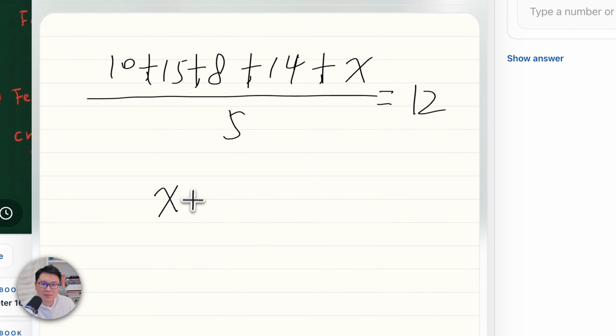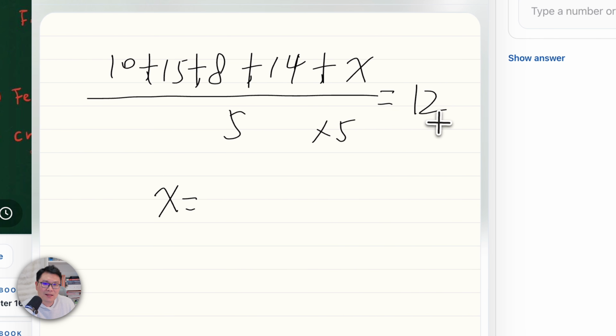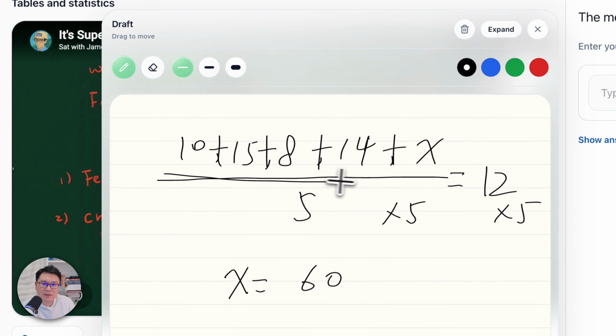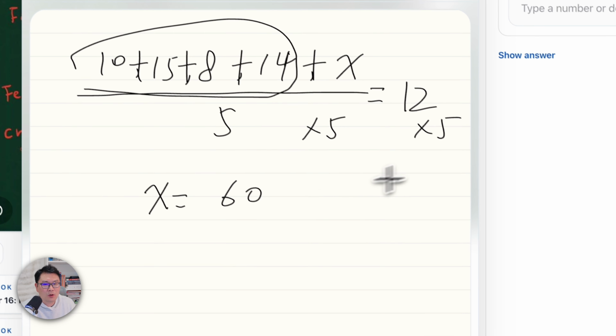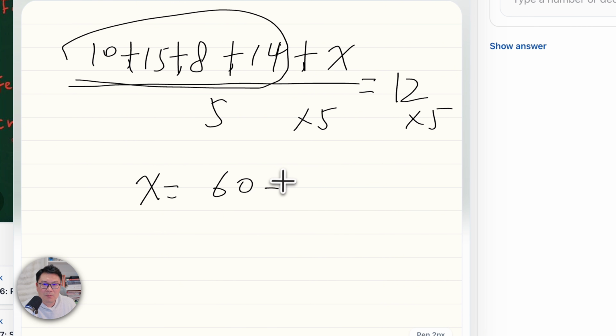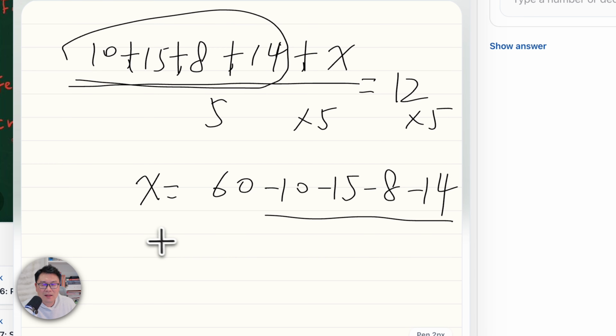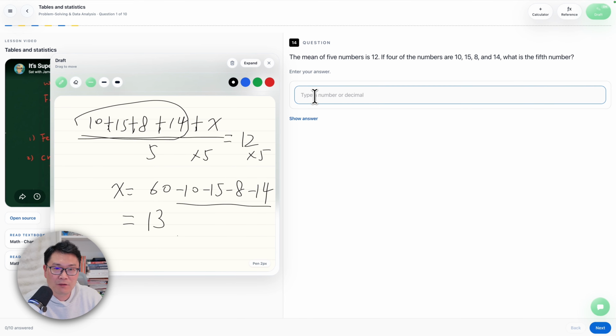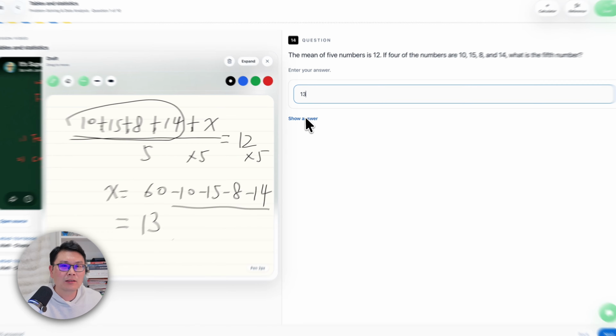So x is going to be, let's multiply by 5 on the left side and by 5 on the right side. It's going to be 60. Then we subtract this whole sum on the left side and the whole sum on the right side, so it's minus 10, minus 15, minus 8, minus 14, right? That's just common sense. Then if you do the calculation, you'll find that x is going to be 13. Let's check if the value is really 13, and then show the answer.